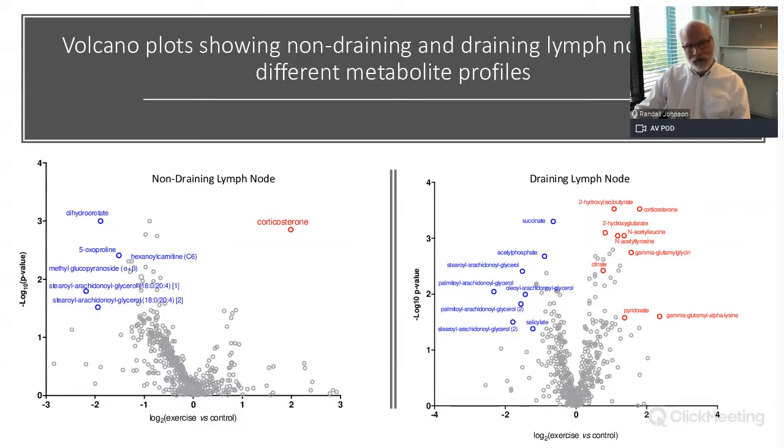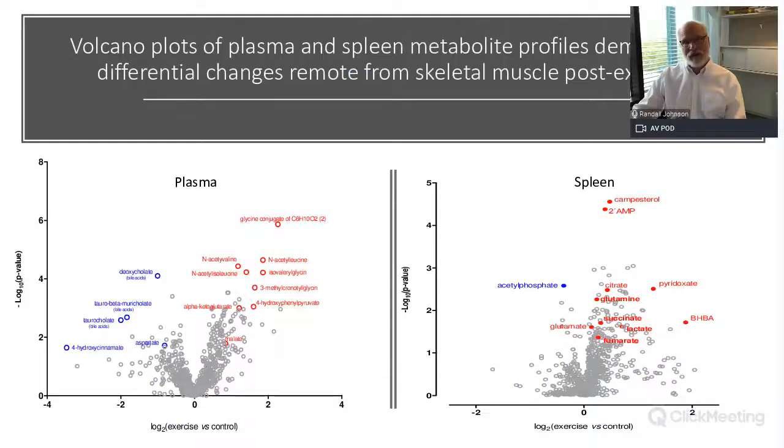But more interestingly, we see differences between non-draining and draining lymph nodes, including factors like 2-hydroxyglutarate and corticosterone that have potential immunomodulatory effects in the draining lymph nodes of skeletal muscle post-exercise. And we're continuing to explore the role of a number of these.